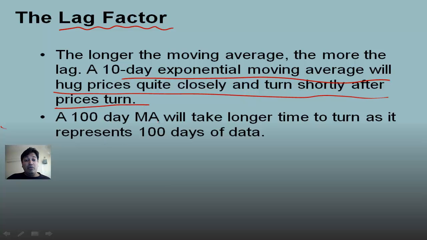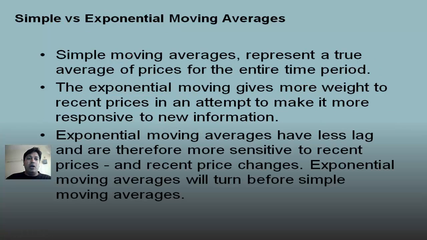A 100-day moving average, on the other hand, will take longer to turn as it represents the data of 100 days. A simple moving average represents a true average of prices over an entire period of time. As we know, the market gives more weightage to the news which is coming out currently as opposed to the news which has come out in the past, which means the recent events in the market are more important than the past events.